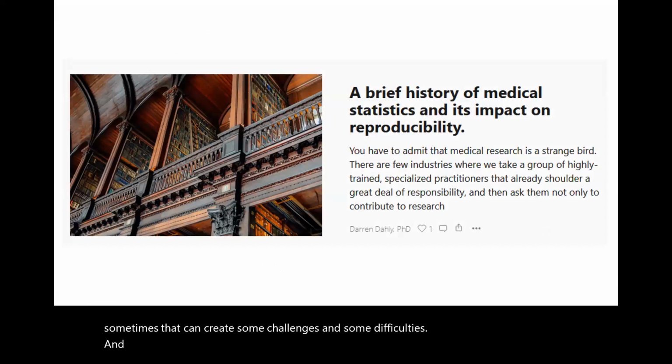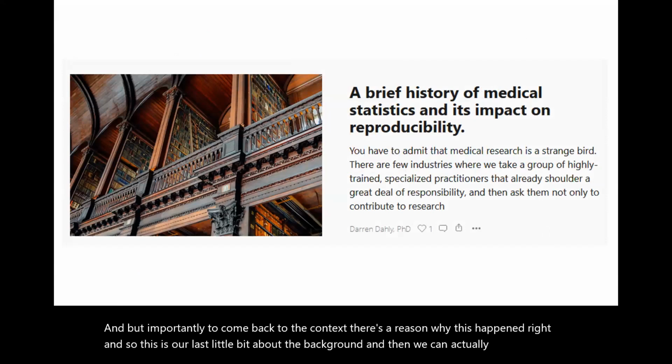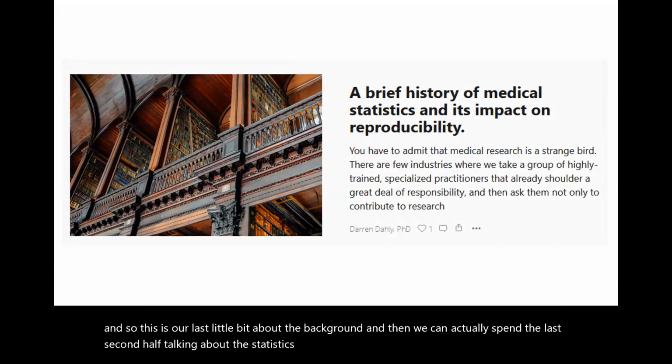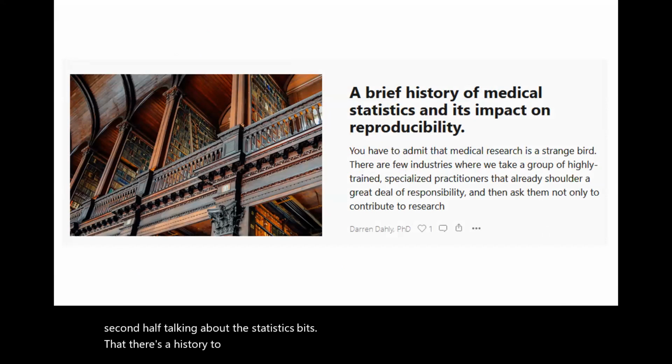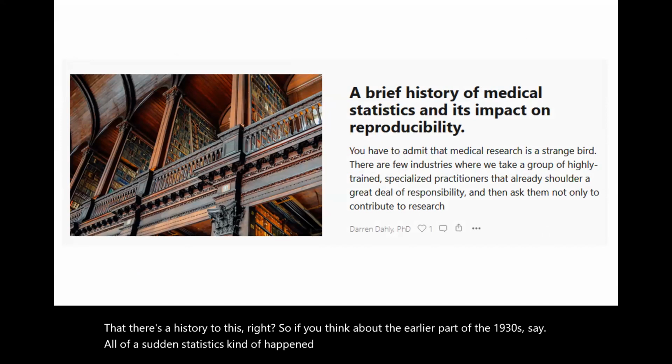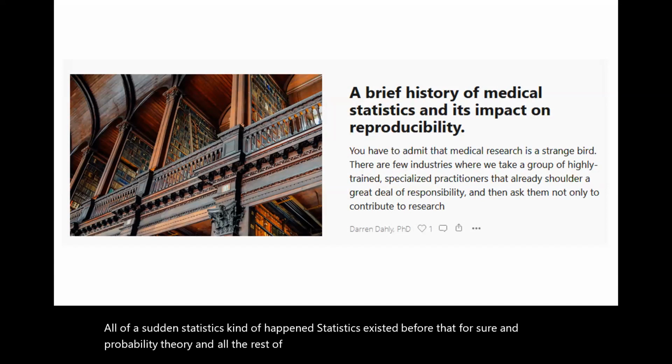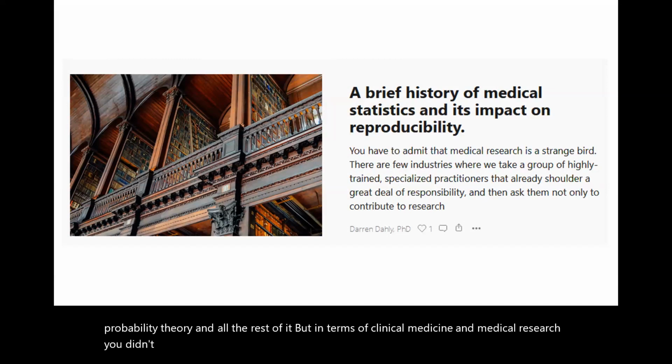But importantly, to come back to the context, there's a reason why this happened, right? And so this is our last little bit about the background, and then we can actually spend the second half talking about the statistics bits. There's a history to this, right? So if you think about the earlier part of, say, the 1930s, all of a sudden statistics happened. Now, statistics existed before that for sure, and probability theory and all the rest of it. But in terms of clinical medicine and medical research, you didn't need to have any statistics in your research papers. That was a thing that didn't exist.